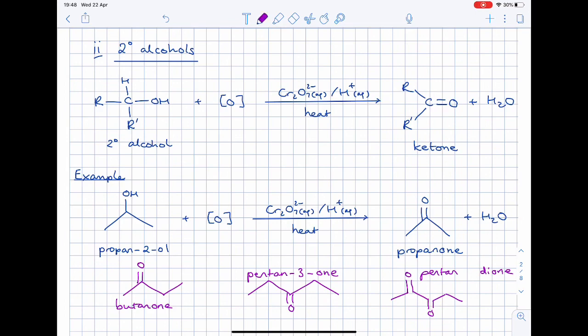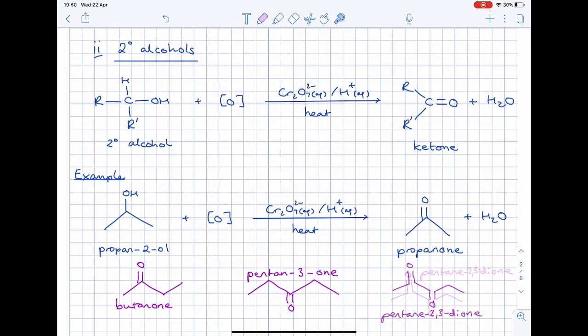So we put pentan. Now, in this case, we can see we've got 2 consonants. We've got N and a D. We don't like 2 consonants together. So what we do, we put the A from the parent alkane back in, and then we put the numbers in. So we have a dash, separate number and letter, and then it was 2, comma, to separate 2 numbers, 3 dash dione. So this is pentane-2,3-dione.